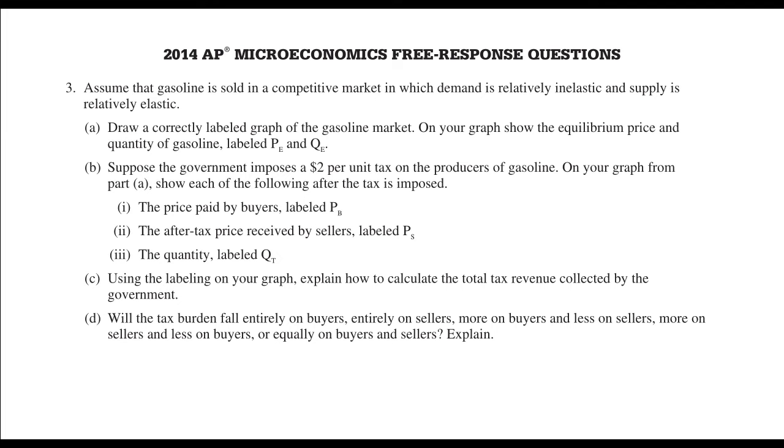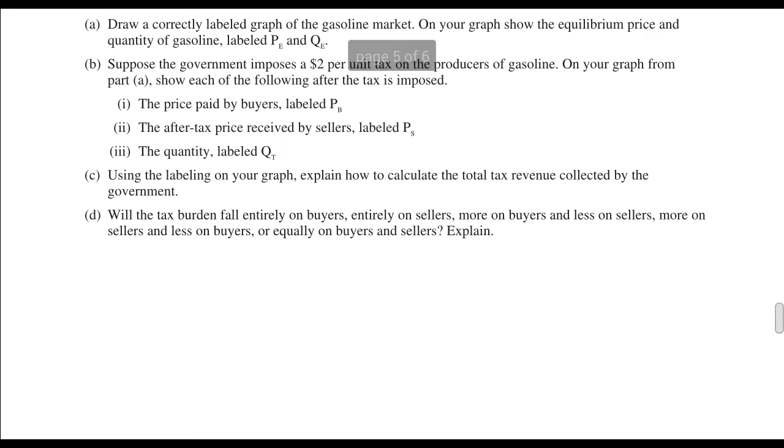Number 3, this was the third problem. Assume that gasoline is sold in a competitive market in which demand is relatively inelastic and supply is relatively elastic. Draw a correctly labeled graph of the gasoline market. On your graph, show the equilibrium price and quantity of gasoline labeled P sub E and Q sub E. Alright, so any old supply and demand graph.